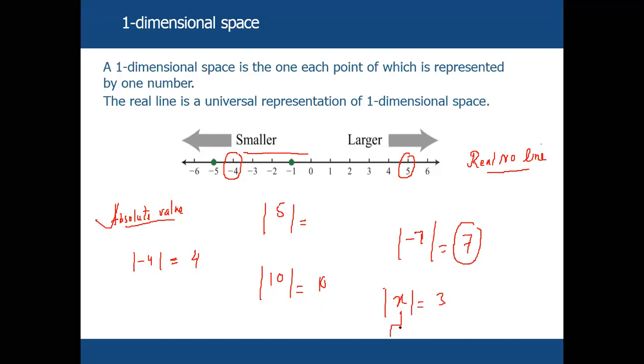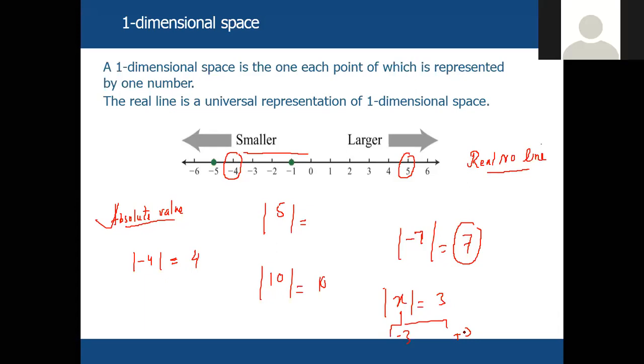So x must be minus 3 or plus 3, because both minus 3 and plus 3 are 3 units away from 0. So in one dimensional space, we need just a single number to specify a point. Okay, if we are given 2 points, how can we find the distance and midpoint?